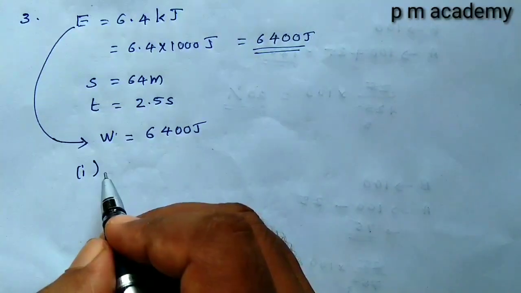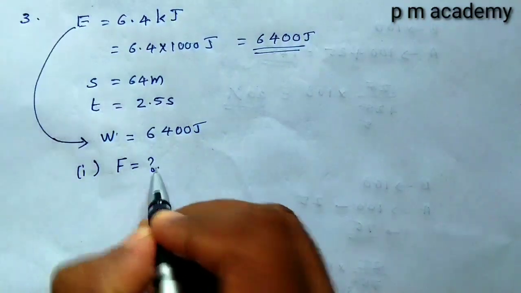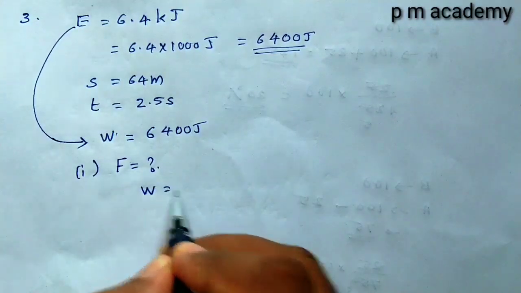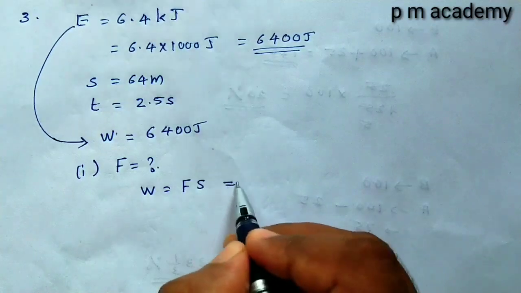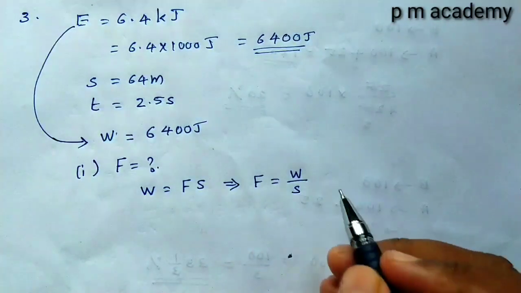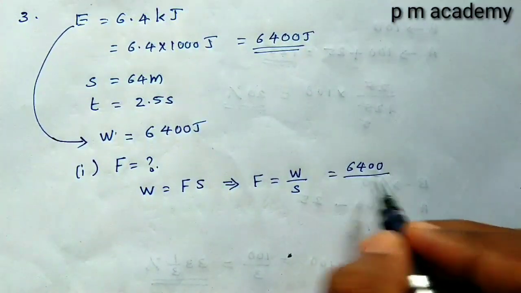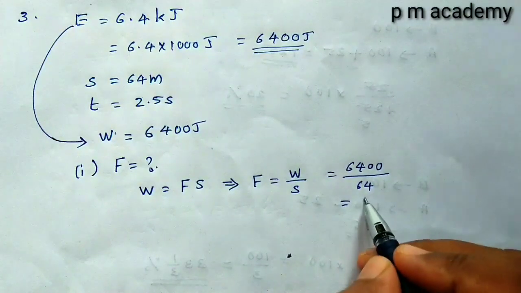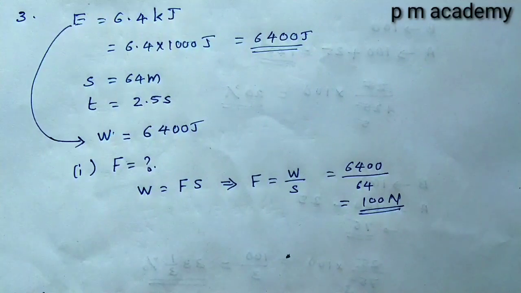Question number 1, you have to find how much force is given. You know that work is equal to force into displacement. From that we can find force is equal to work by displacement. Work is 6400 divided by displacement is 64. Therefore the answer is 100 Newton. 100 Newton is the force.